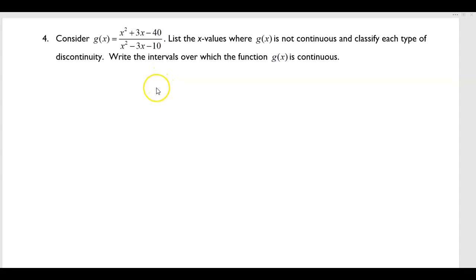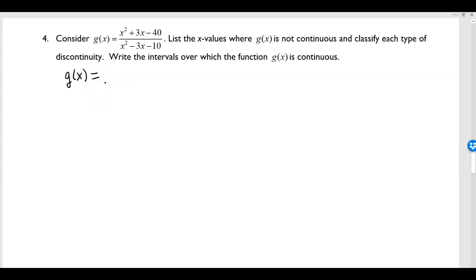Remember that rational functions typically have characteristics such as vertical asymptotes and holes. And so when we want to decide where g of x is not continuous, we want to think about where those things are, the holes, the vertical asymptotes. And so in order to help us out, we are going to factor g of x. So factor the numerator, factor the denominator.